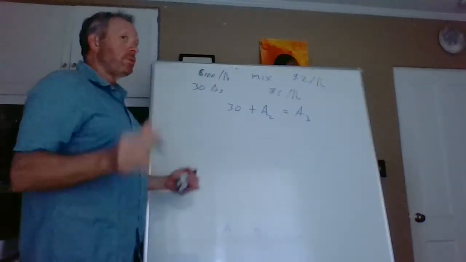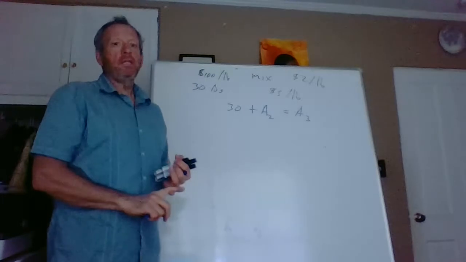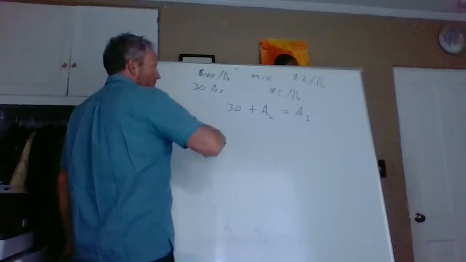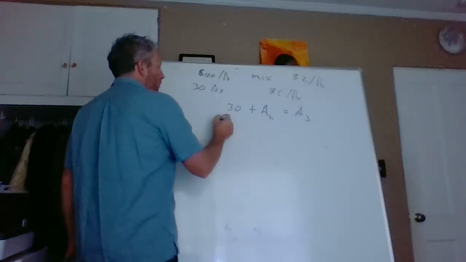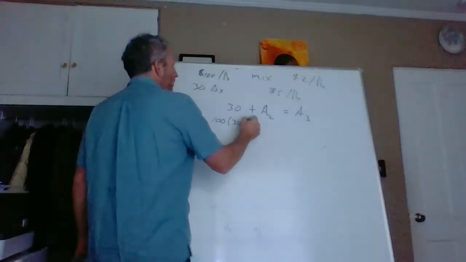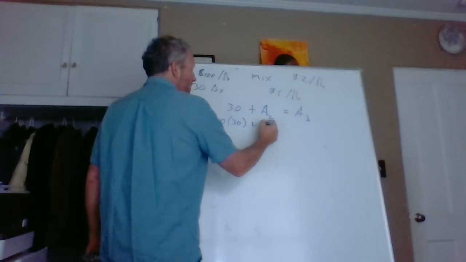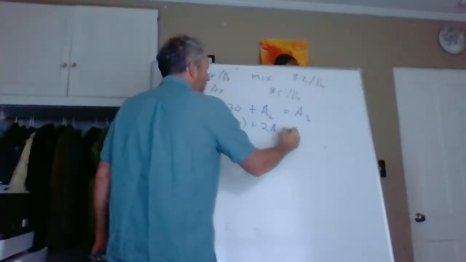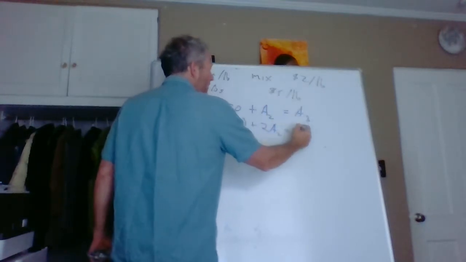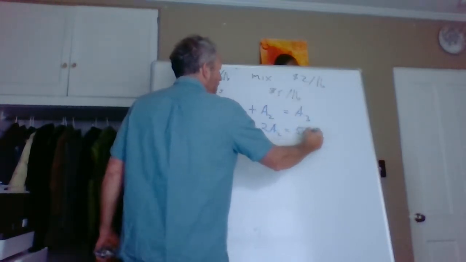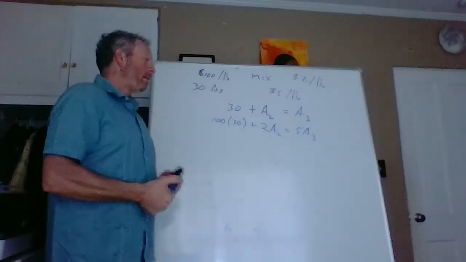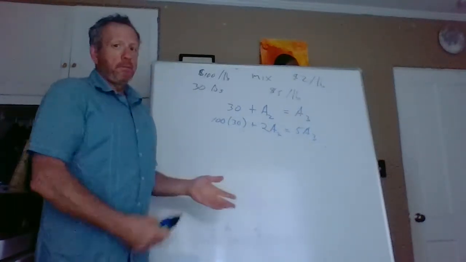Now here's where I can use cost for C instead of concentration. What's the cost of the first stuff? 100. What's the amount? 30. What's the cost of the second stuff? $2, because $2 a pound. What's the amount? We don't know. What's the cost of the mixture supposed to be? 5, and the amount we don't know. Now, when I said trivial, what I meant is we're done.